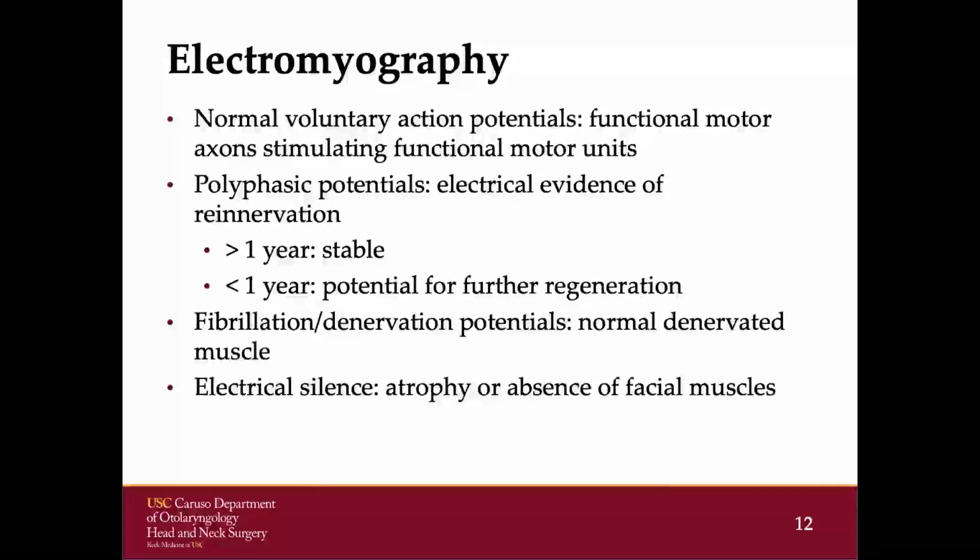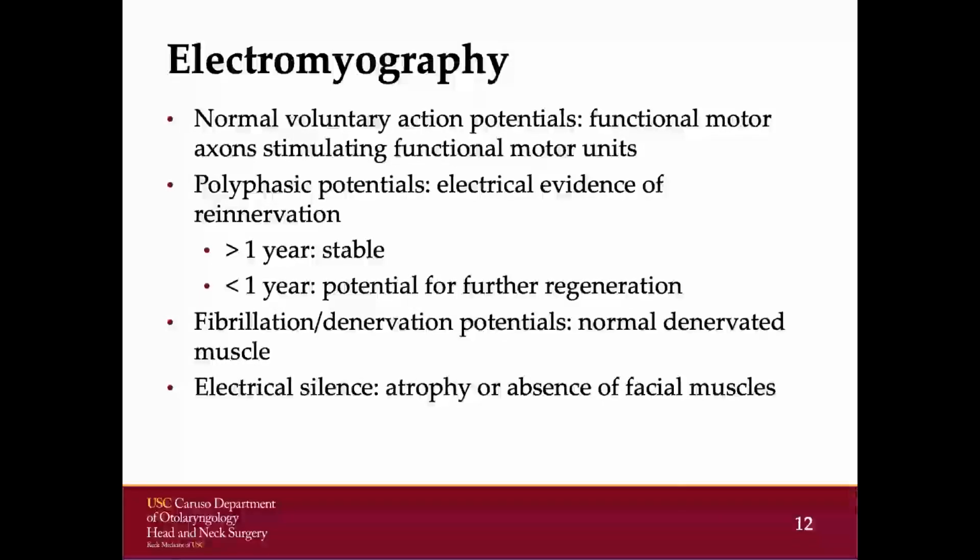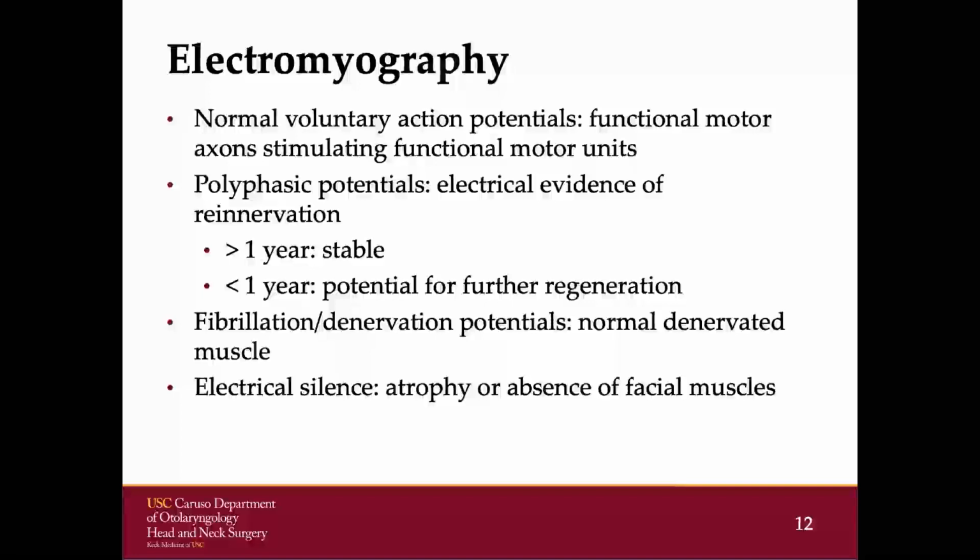And then if you see fibrillation or denervation potentials, that signifies a normal but denervated muscle. For example, in those cases, a 5-7 masseter to facial nerve transfer may be indicated. And then in the setting of electrical silence, that demonstrates either atrophy or complete absence of facial muscles. In those cases, nerve graft or any sort of transfer is futile and therefore contraindicated. And something like a muscle microneurovascular transfer may be necessary.